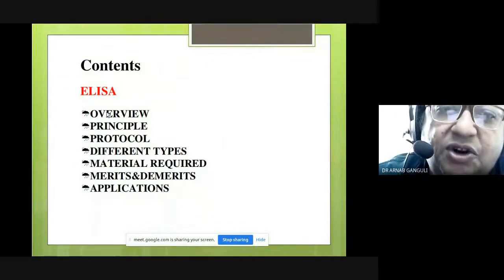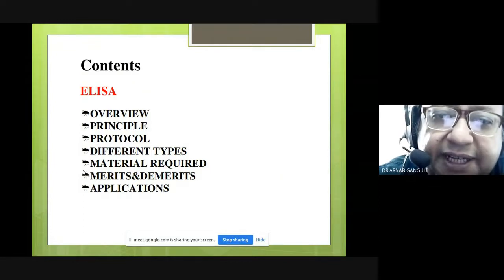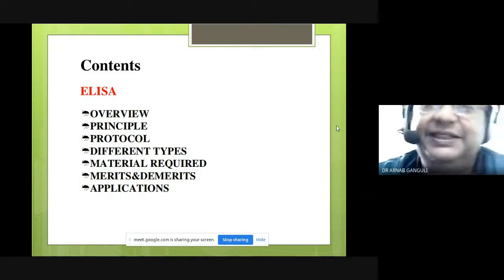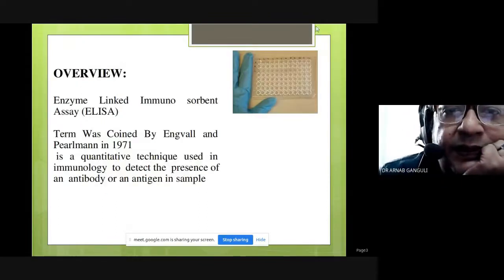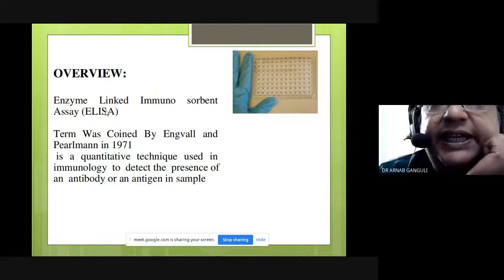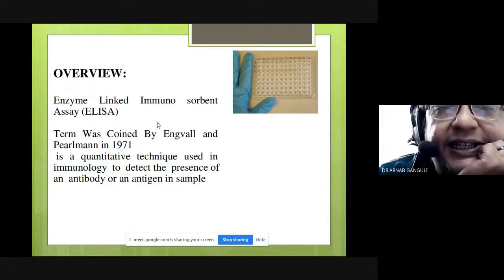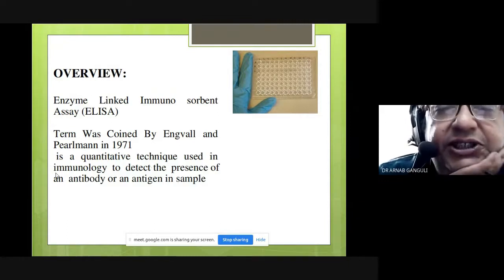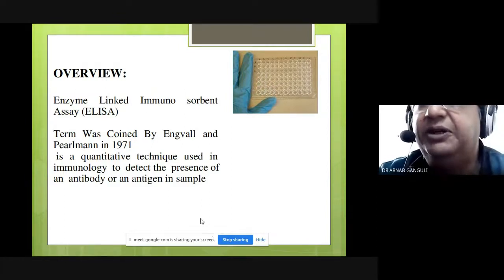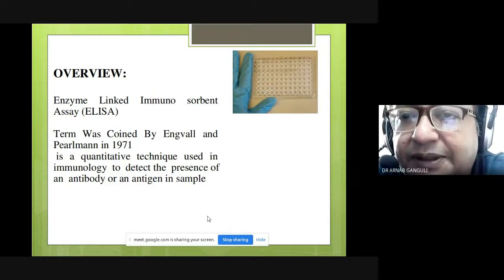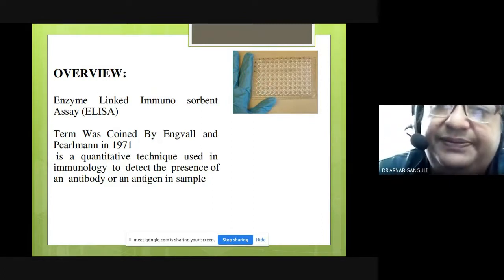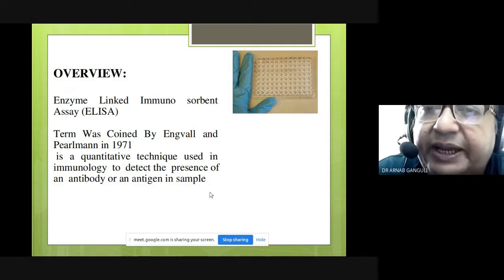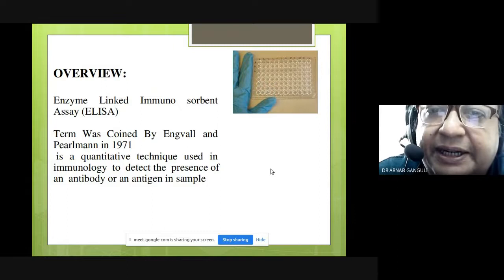So today we will talk about the ELISA overview, principle, protocols, different types, material required, merits, demerits, and applications. The short form is enzyme linked immunosorbent assay, ELISA. It was coined by Engvall and Perlmann in 1971. It is a quantitative technique used in immunology to detect the presence of an antibody or an antigen in a sample. So if you have tuberculosis, with the antibody of tuberculosis from the sputum, you can detect how much tuberculosis you have. Qualitative you can do by anything, but by this you can measure the intensity of the binding.